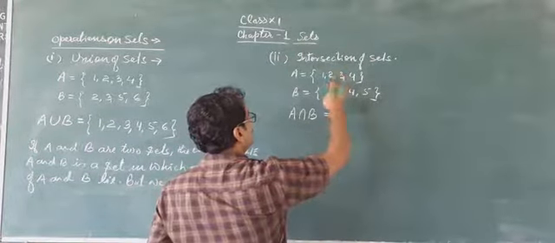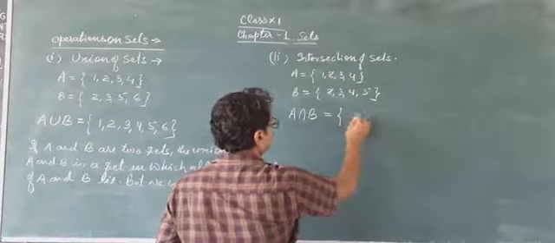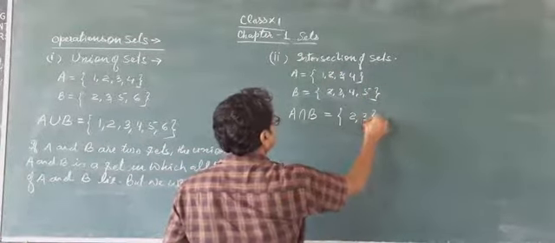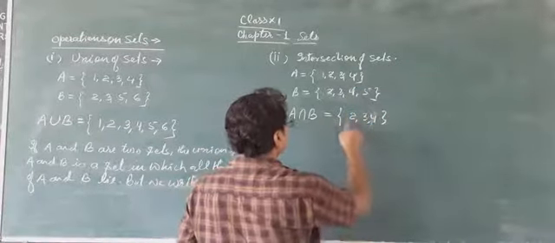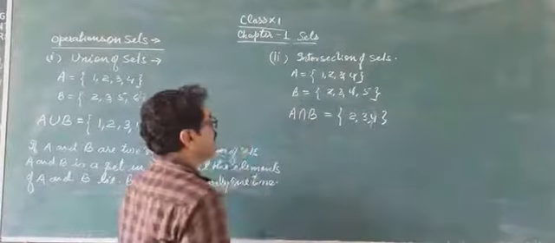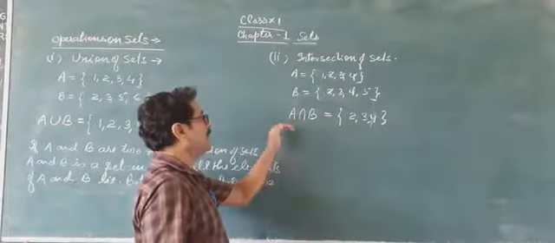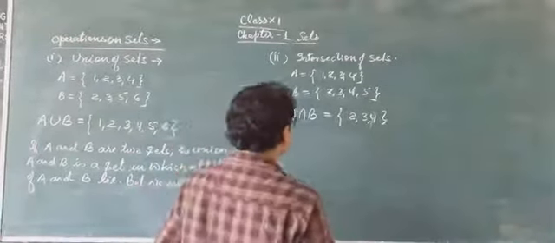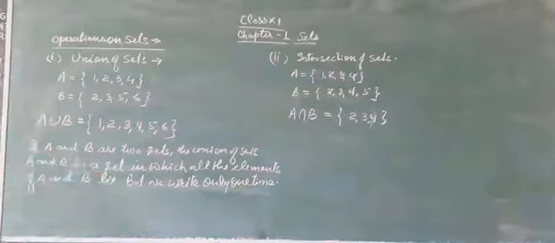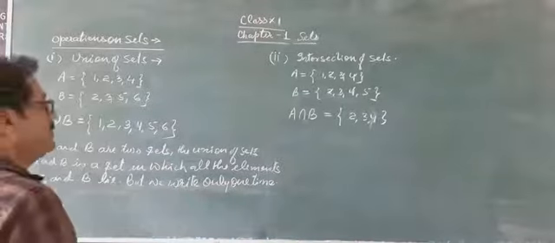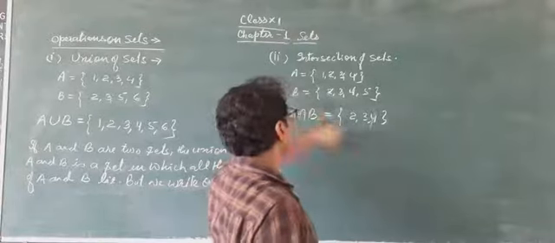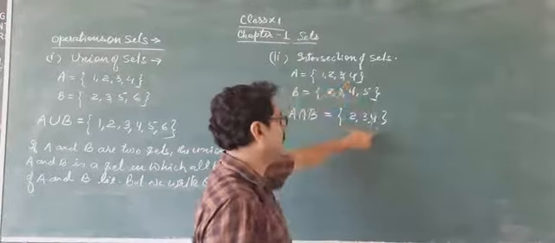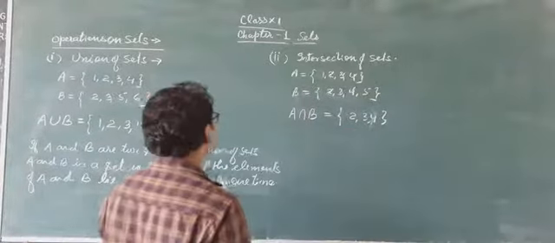So 2 lies in both the sets, 3 and 4 also. So 2, 3, 4. This is the set which is A intersection B. So A intersection B is a set in which the common elements of A and B will lie. So 2, 3, 4 are the common elements. So this is A intersection B.